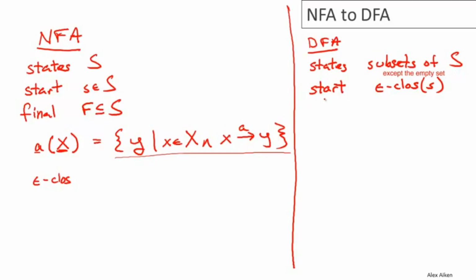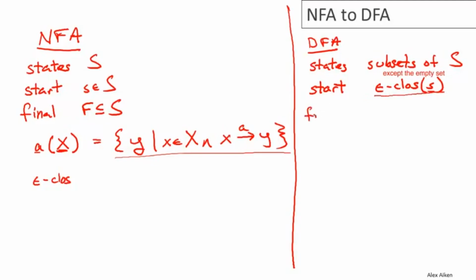Well, which set of states might we be in at the beginning? Clearly the NFA starts in its own start state, but then before it reads any input, it can make epsilon moves. And so the actual set of states it could be in before it reads the first input symbol is exactly the epsilon closure of its start state.